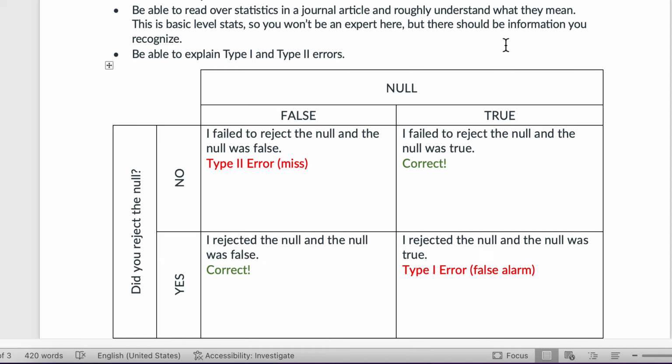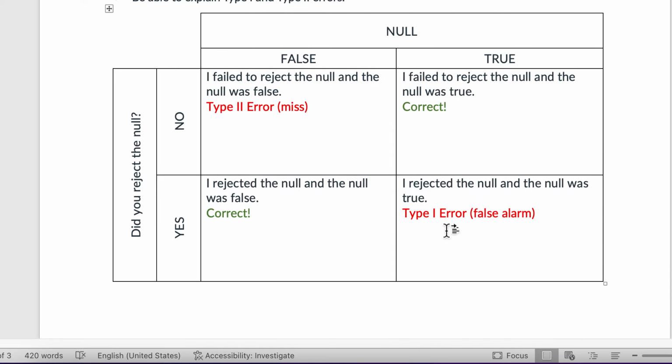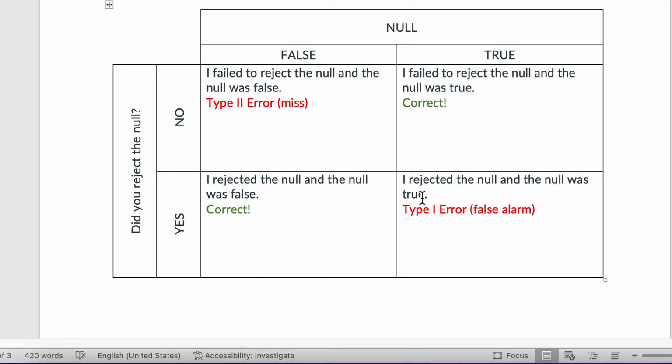Now, when you're talking about type 1 and type 2 errors, you need to be able to explain what those are. I have created this little chart here for you. Basically we have the null hypothesis. Is it false? Is it true? And did you reject it? Yes or no? So the null hypothesis is that nothing is happening.